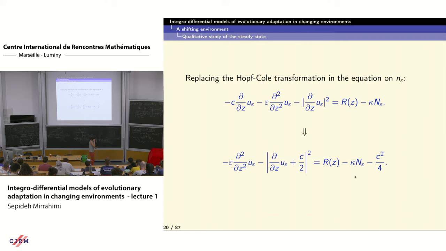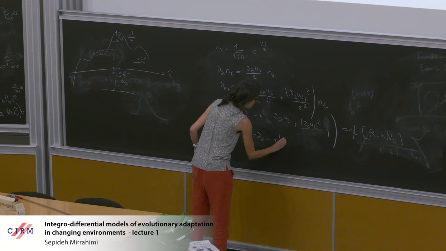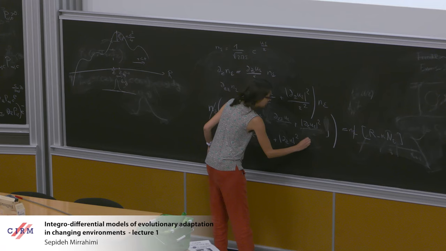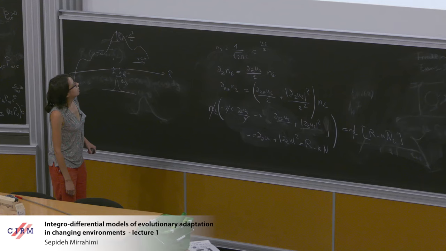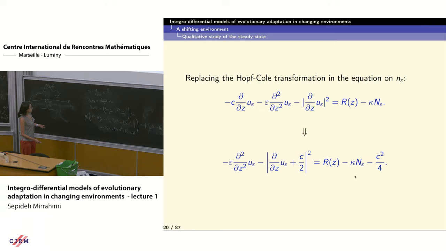This is the equation that I obtain on u epsilon, and at least formally, I can pass to the limit. What I obtain is minus c dz u plus dz u squared is equal to r minus kappa n. And this I can write differently. I can put this into a square to have minus dz u plus c over 2, squared, and then I will have a minus c squared over 4 that appears in the equation. So I just rewrote the equation.